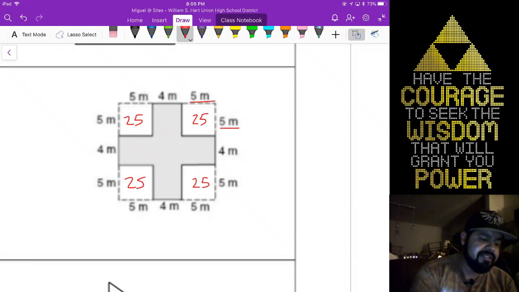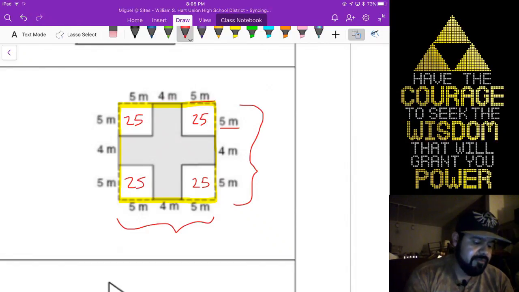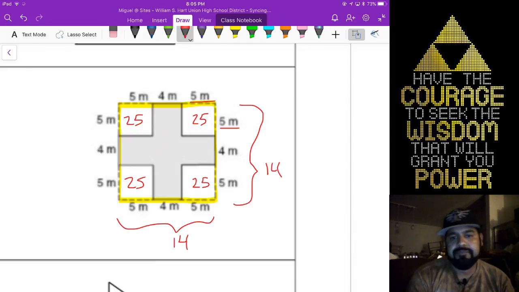Now, what I want to do is recognize, hey, the overall shape is a rectangle of some sort. Could it be a square? Of course it could be. But the overall picture is saying, hey, I have a rectangle, so I want to find my base and my height. So the bottom base length will be a 14, and the right side is also a 14.